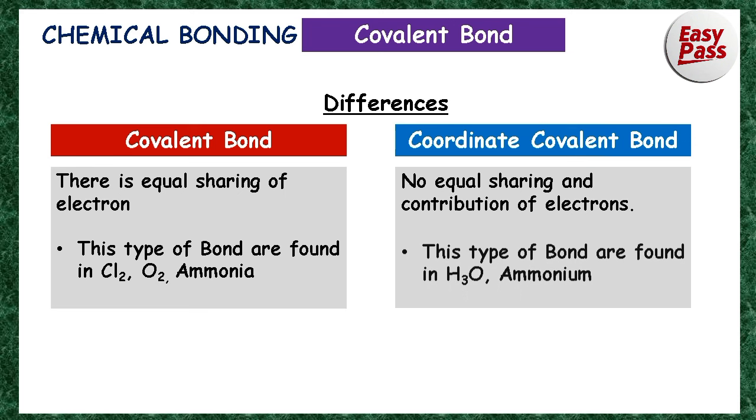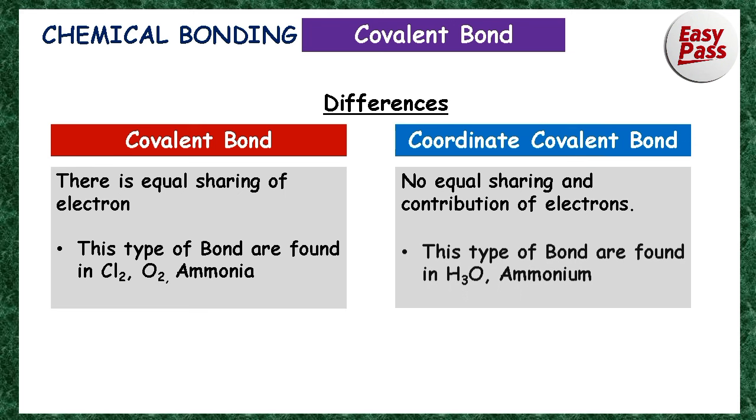A coordinate covalent bond is a bond that is formed when one reactant possesses a lone pair. A good example of a coordinate covalent bond is found in the hydronium ion, which has the formula H3O+. It is also found in ammonium, and in copper(II) tetraammine. All these are examples of a coordinate covalent bond.